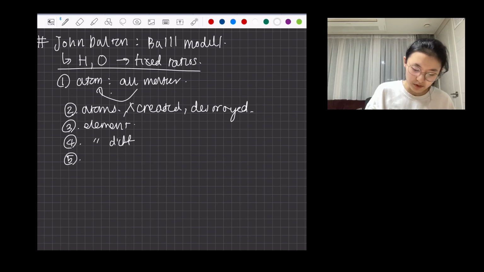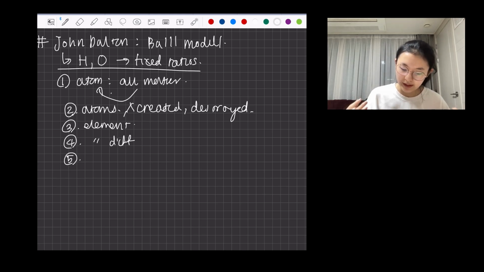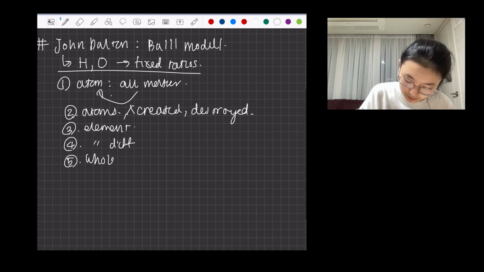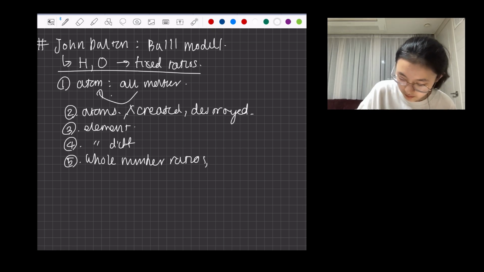The last principle is that atoms can combine together in small numbers in order to form molecules, and in whole number ratios. So we can't have fractions or decimals. In whole number ratios, atoms can combine.